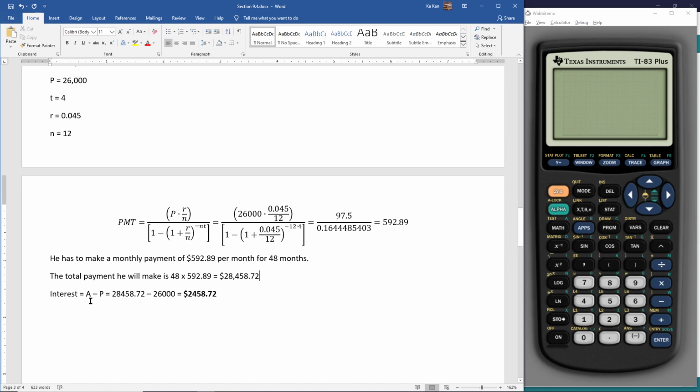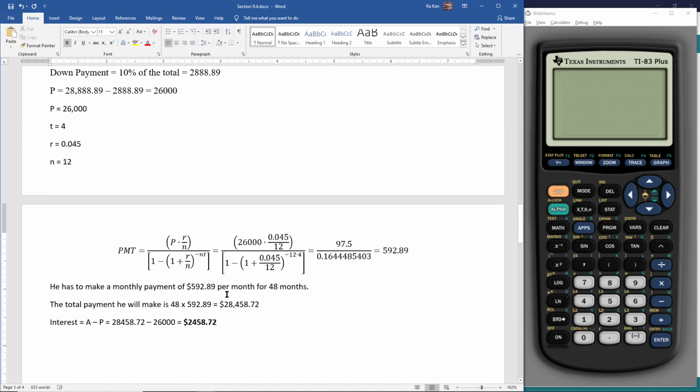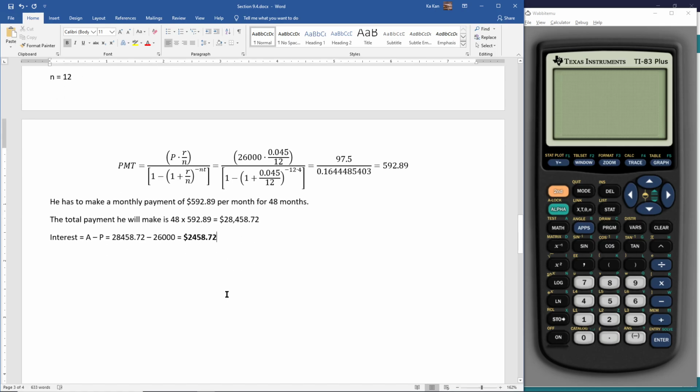Now look at this. How do you find the interest then? The total we pay is this number. And we're going to subtract how much we actually borrowed originally, which is $26,000. So we got 2458.7872. That's how much extra interest you have to pay to the bank. So again, it's the same formula, but the question is a little bit different. They're not asking for the payment, they're asking for the interest you're paying after all this is said and done.